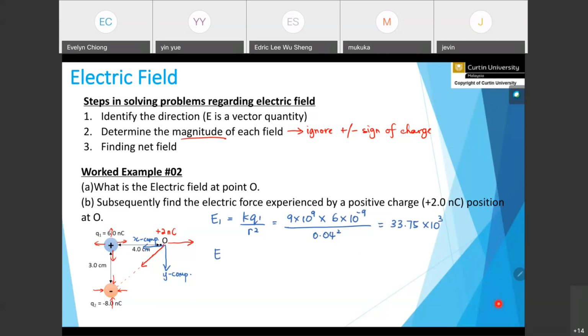And then we calculate the electric field at position O due to Q2. So I write down E2. Now I have to use Q2.